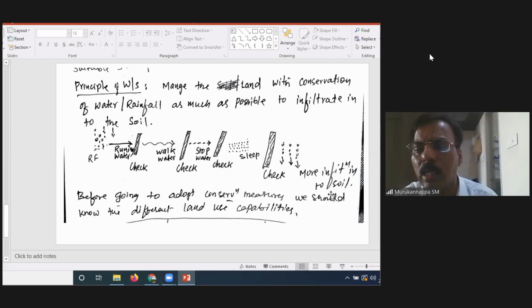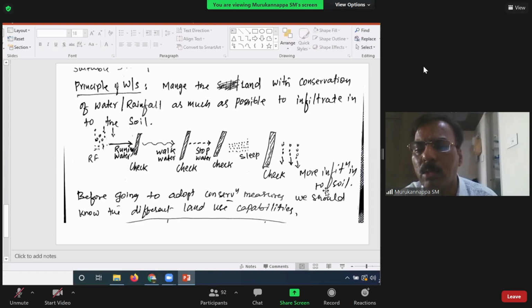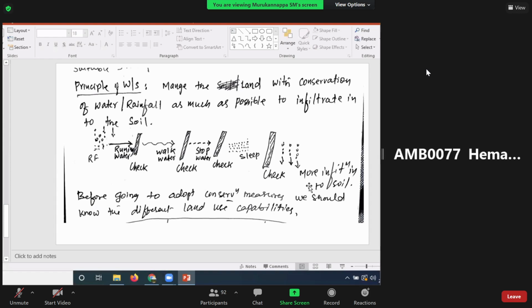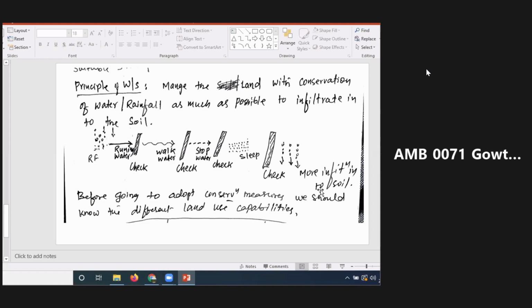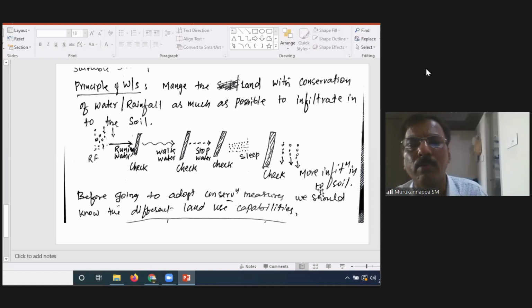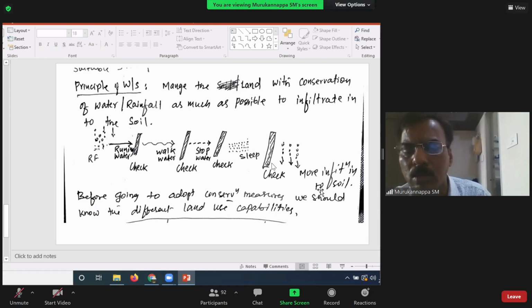Is it clear? Did you all see this cursor? Yes, sir. This is the principle of watershed. Are all of you clear? Yes, sir. If you have any doubt in this principle of watershed, don't forget.